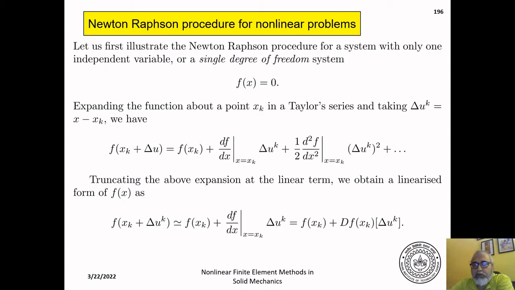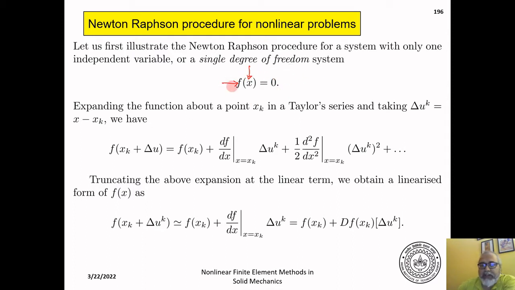So one of the most important tools we use to solve a set of nonlinear equations is the Newton-Raphson procedure, and most of you would be familiar with the Newton-Raphson procedure for a function of a single variable. So f is a function, it's a nonlinear function, and it's a function of a single variable x.